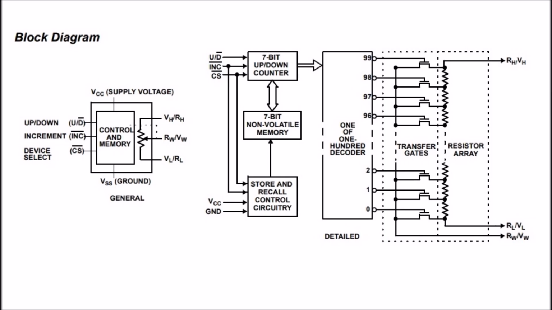VW, wiper pin. This is the potentiometer's output terminal. It's the moving contact of the internal resistor network. Its voltage or resistance changes as you step the wiper position using the control pins. Brief note, the CS pin can store the current resistance setting. I didn't make use of it in my project.